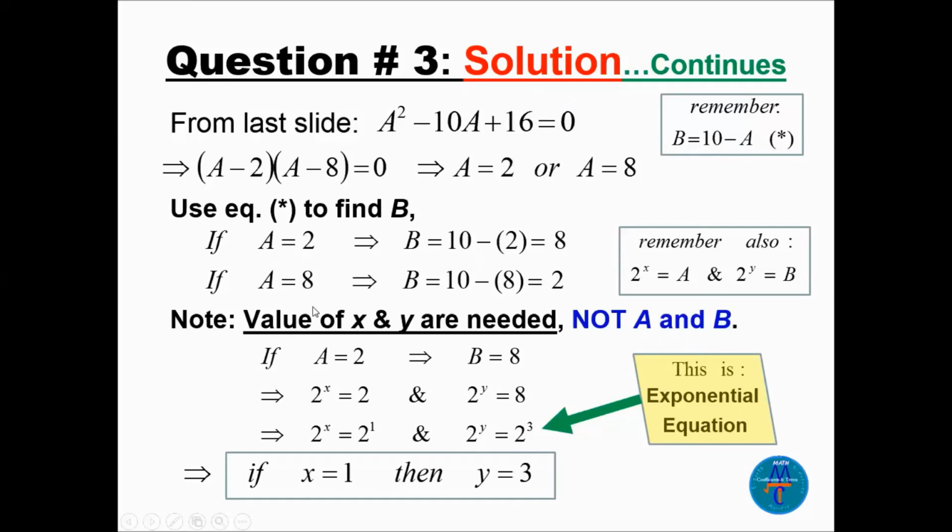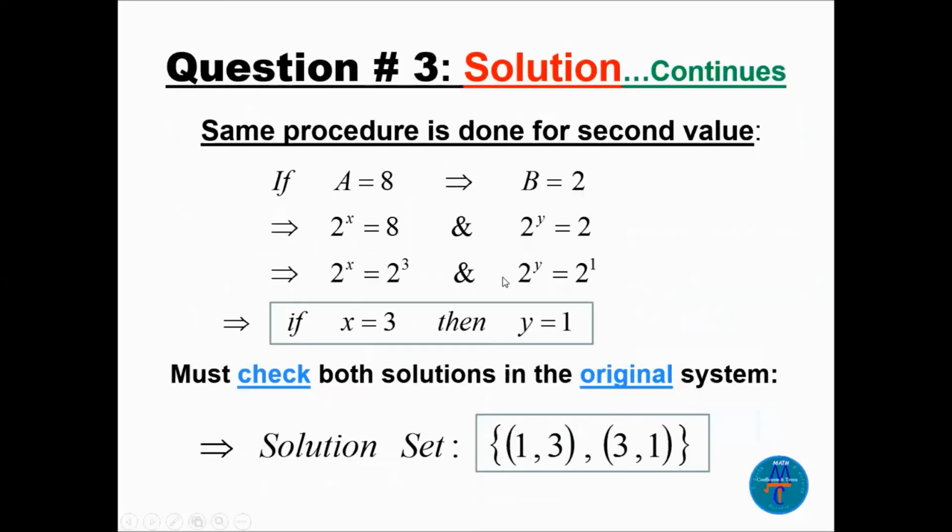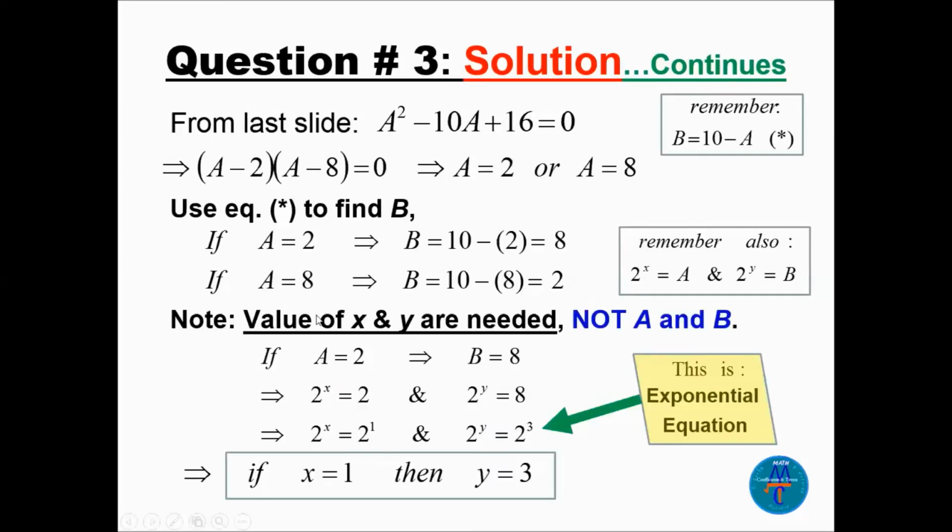Remember now, values of X and Y are needed, not A and B. We have to find A and B, but what we need is X and Y. So if A is equal to 2, I will put here in detail. Remember we said let A equal 2 to the power X. 2 to the power X is equal to 2 to the power 1, which is 2. So the same base here, X will be 1.